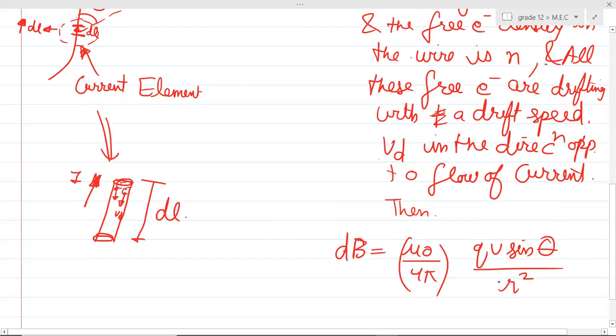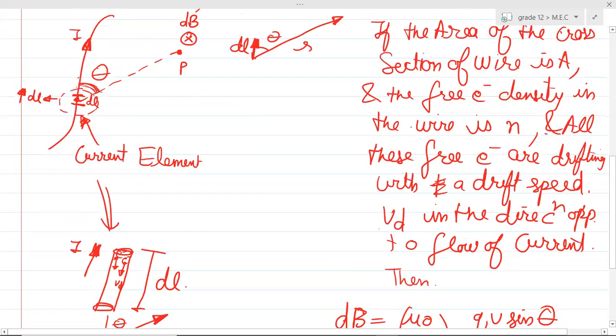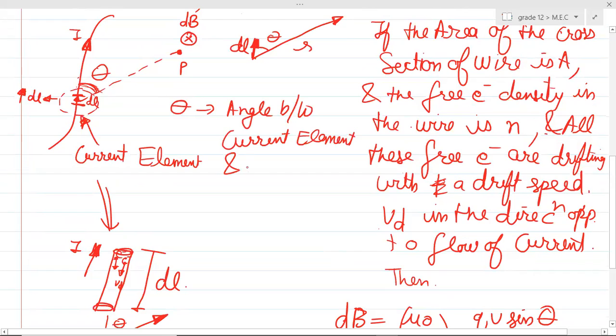r square. This was the magnitude, right? So can you say, guys, the Vd is basically in this direction, the r vector is basically in this direction, and if I say this angle is theta, then what is this angle between Vd and r? If you remember, I told you this angle was considered theta. Here theta is basically the angle between the current element dl vector and r, the position vector of point P.